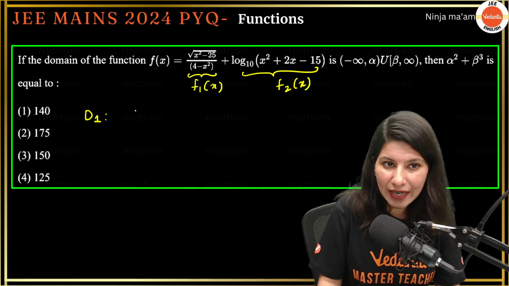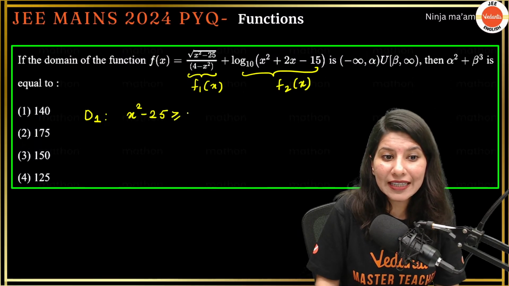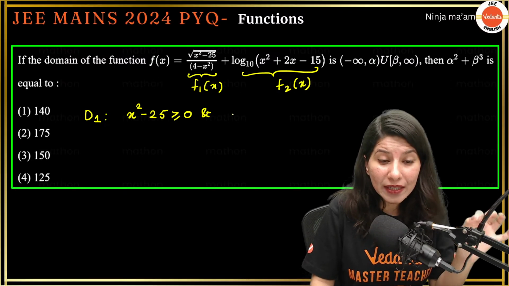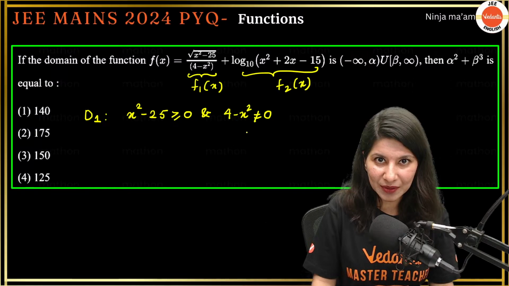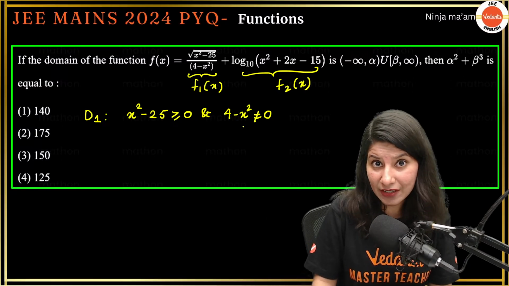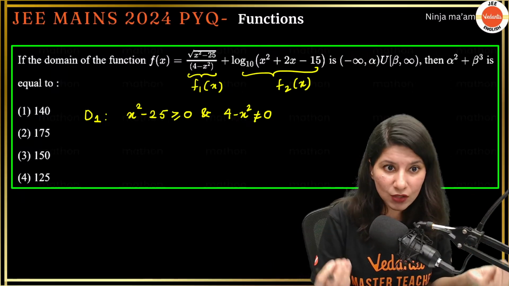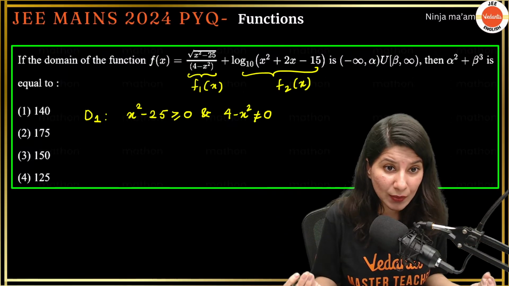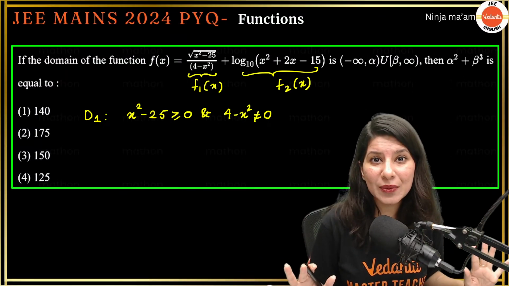Alright, so domain 1. For domain 1, we know that a square root is involved. So x square minus 25 should be a non-negative quantity, and along with that, the denominator, which is 4 minus x square, cannot be equal to 0. We need to solve these two things for D1. Because the expression under the square root cannot be negative, x square minus 25 will be greater than or equal to 0, and 4 minus x square, the denominator of this function, should be non-zero. This was asked in JEE Mains 2024.